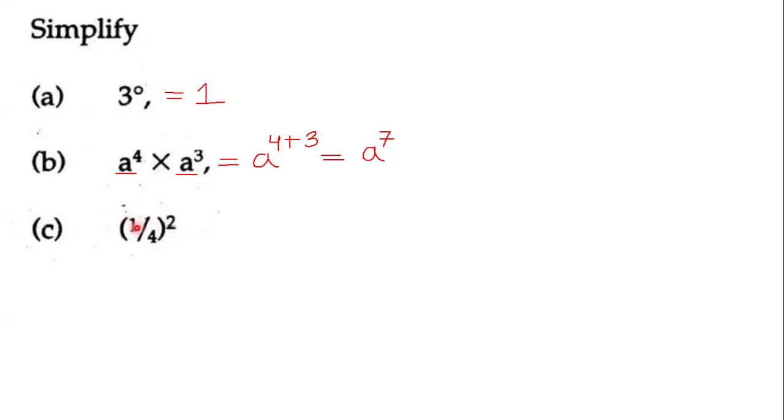All right, so for C, what do we have? I have 1/4 raised to the power of 2. Mr. Petit, before you go on, I had a question. I can ask after. So class, how are we going to do this? 1/4 raised to the power of 2. 1/4 times 1/4.